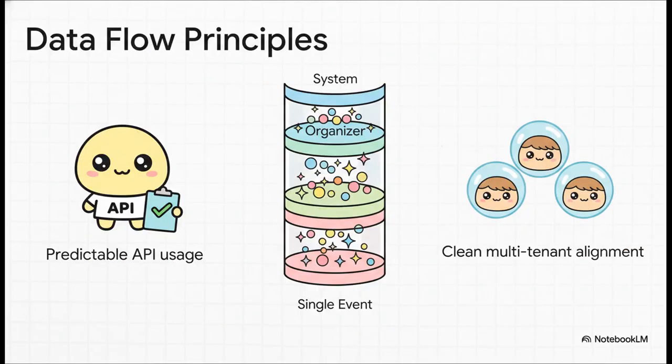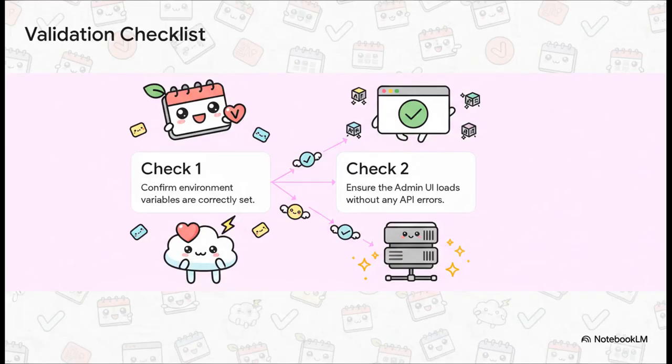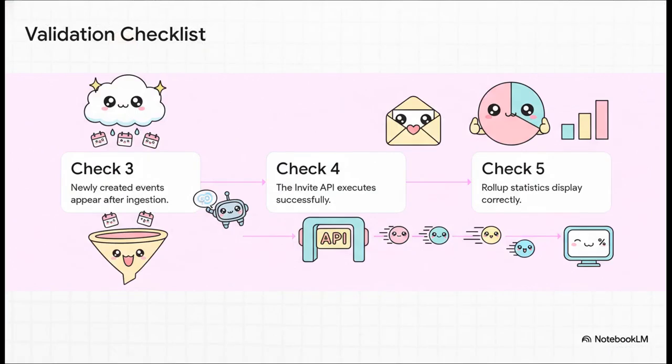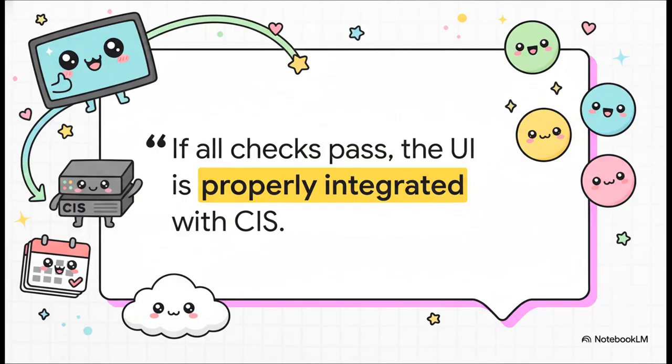So, why does this matter? Well, this separation keeps the data flow incredibly clean and predictable. Okay, time to make sure it all works. Here's a quick checklist to run through. You'll want to check that new events show up and that your APIs and stats are working right. If everything on that list checks out, congrats, your UI is fully integrated.